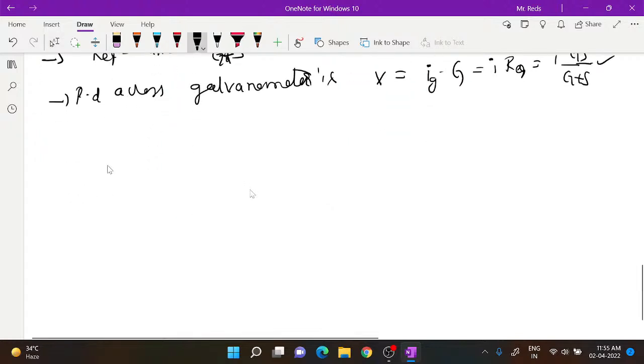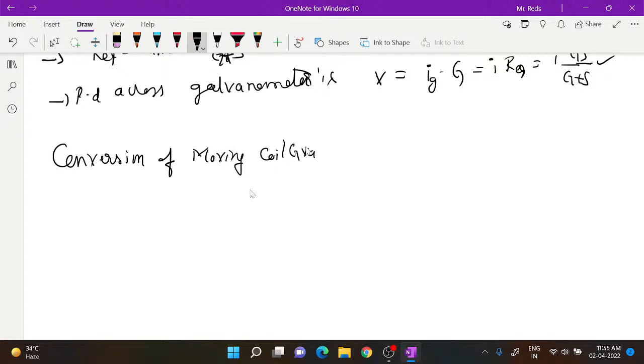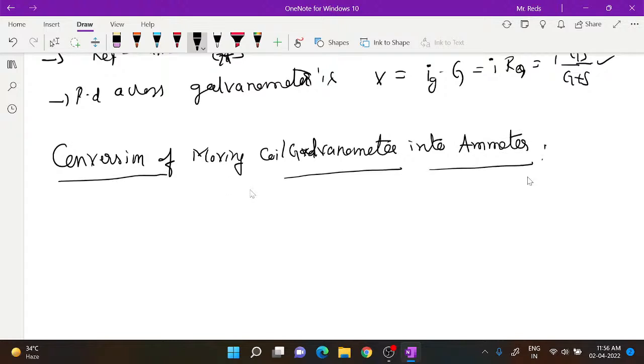Right. So next is conversion of a moving coil galvanometer, or simply galvanometer, into ammeter. So how to convert a galvanometer into an ammeter? The simple condition you have to remember is what the ammeter is used for. Ammeter is used for measuring currents.